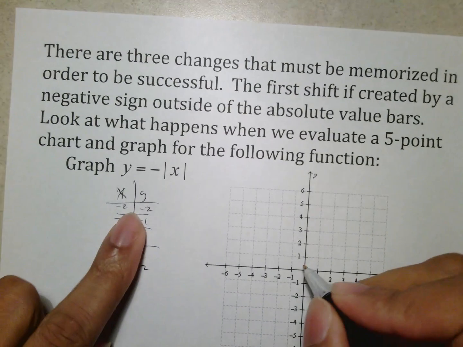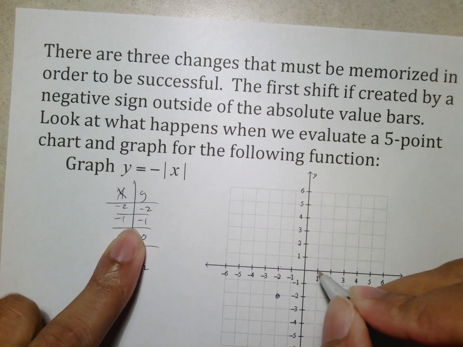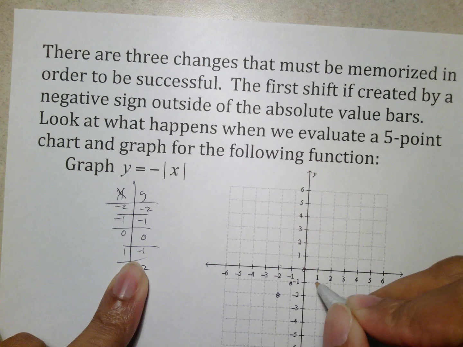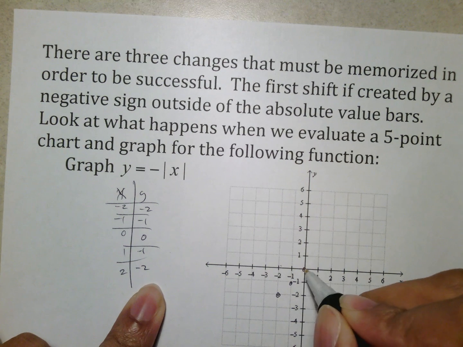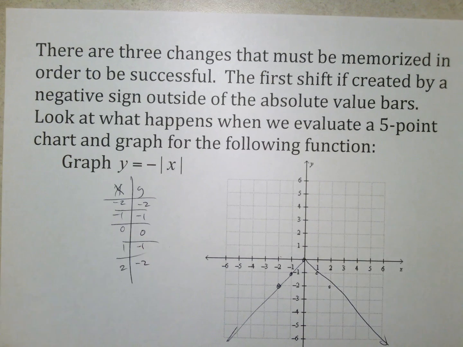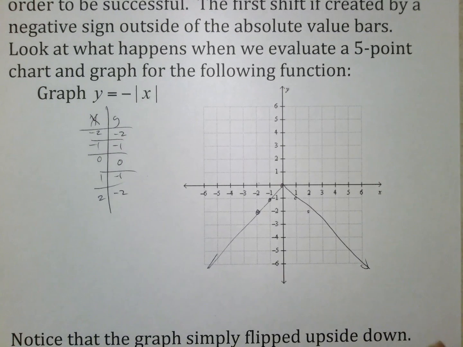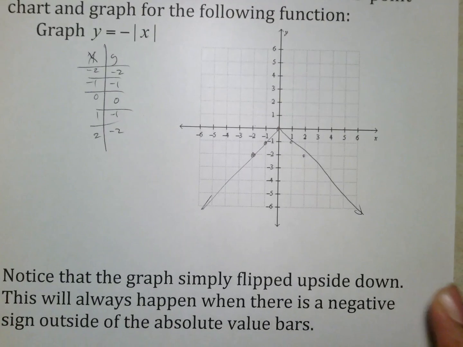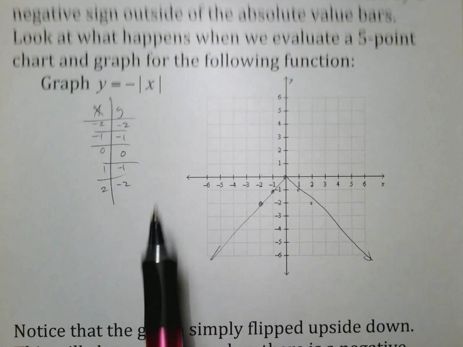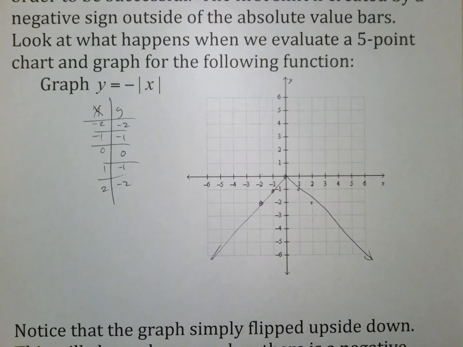And when we go to plot this, -2, -2 is here, -1, -1 is here, 0, 0 here, 1, -1, 2, -2. I'm not going to use a straight edge, but for the sake of your notes, you can kind of see that all we did was take the graph and flip it upside down. This will always happen whenever you have a negative sign outside the absolute value bars. So anytime you have a negative outside the bars like this, the graph is going to open down. And that's the first thing you have to memorize in terms of this lesson.